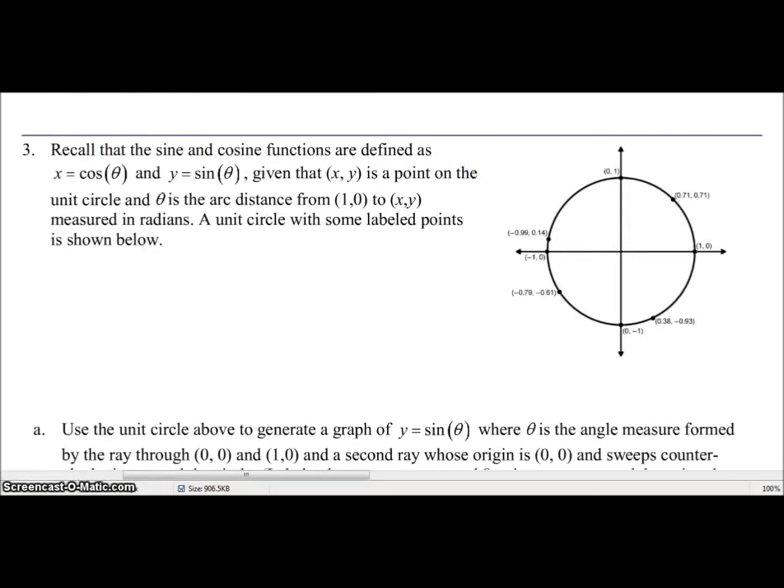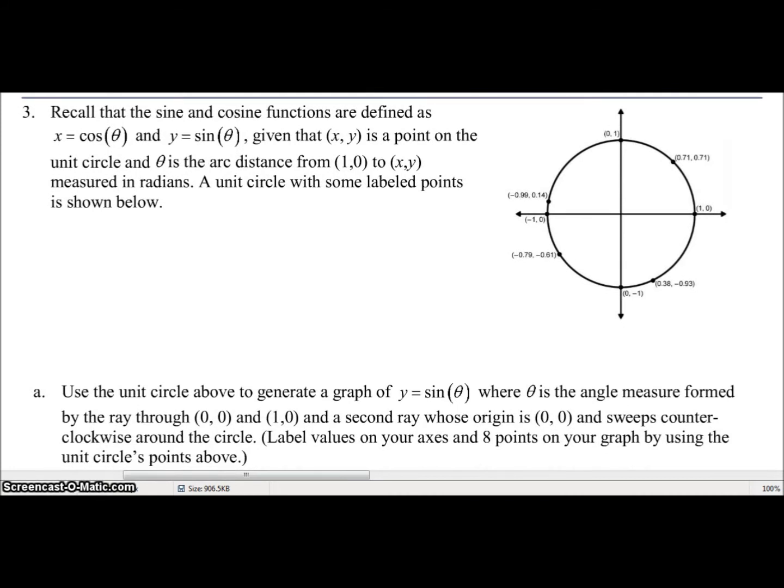Recall that the sine and cosine functions are defined as x equals cosine of theta and y equals sine of theta, given that (x, y) is a point on the unit circle and theta is the arc distance from (1, 0) to (x, y) measured in radians. The unit circle with some labeled points is shown below, in this case to the right.